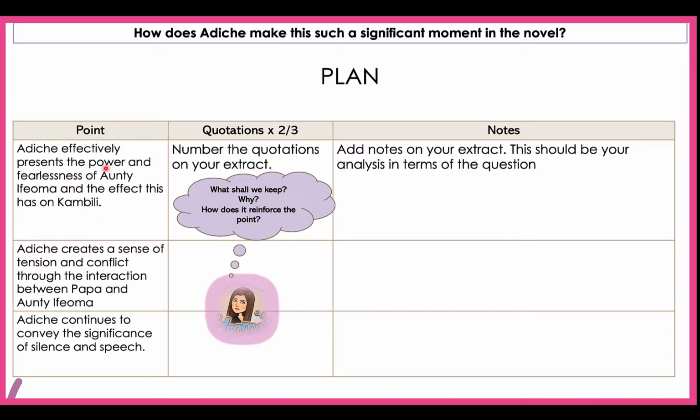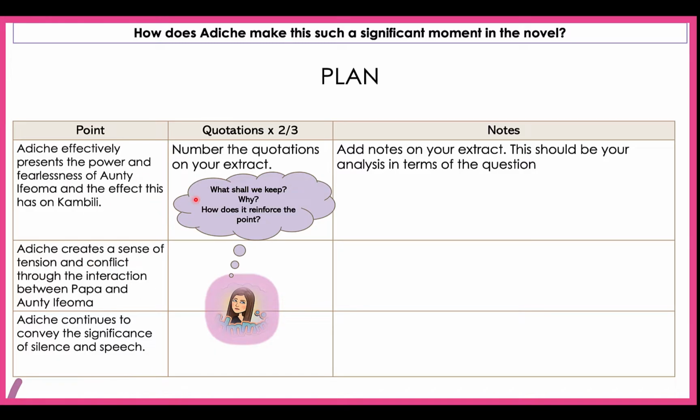My first point or idea is that Adichie effectively presents the power and fearlessness of Aunty Ifeoma and the effect that this has on Kambili. Adichie creates a sense of tension and conflict through the interaction between Papa and Aunty Ifeoma. And Adichie continues to convey the significance of silence and speech within this extract, because it's already been set up for us at the beginning of the novel.